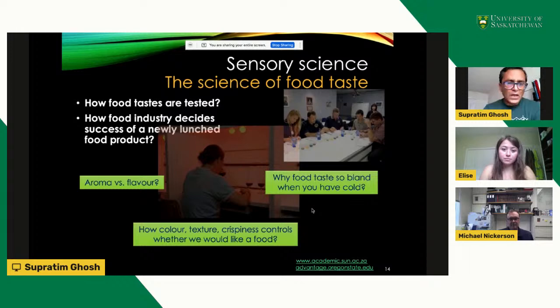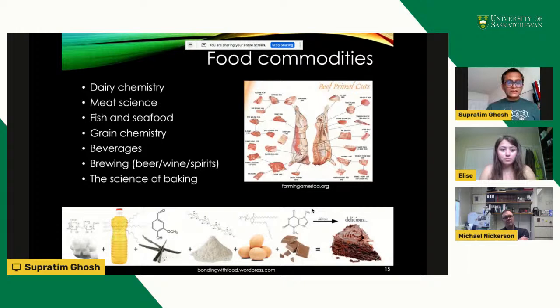These are the basic food science, and then we also study food commodities. We study dairy chemistry, meat, fish and seafood, grain chemistry, beverage science and chemistry, brewing, and the science of baking. Each of these fields has the basic chemistry that people study in chemistry. We apply it to something really fun and something you eat every day, so you can really relate your science to your everyday life.